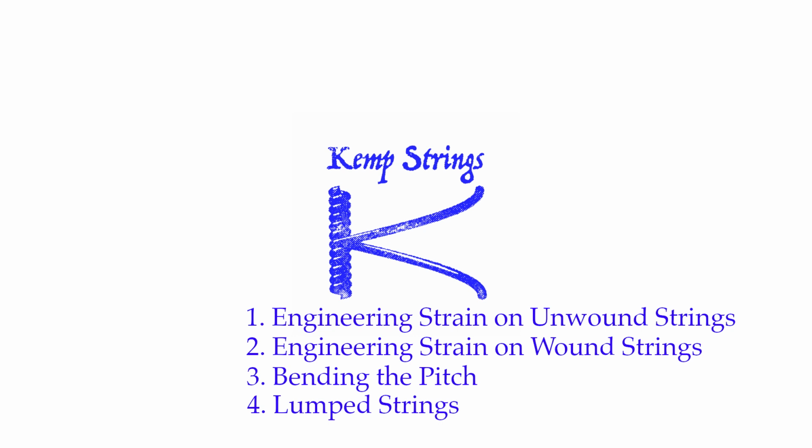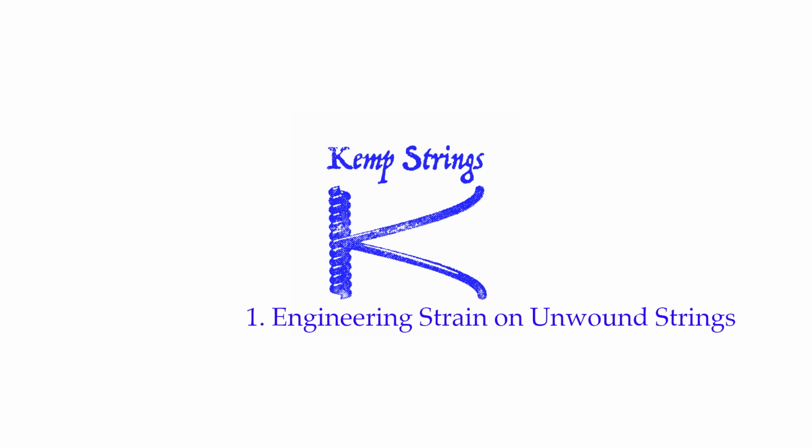And then lastly, in section 4, I'll discuss lump strings and how you can use lumps near the end of the sounding length of the saddle to correct for inharmonicity due to the stiffness of strings. There are links in the description which can take you to the different sections of this video, and also links to relevant journal papers. So let's start with the cylinder, which we will assume will be under tension T.